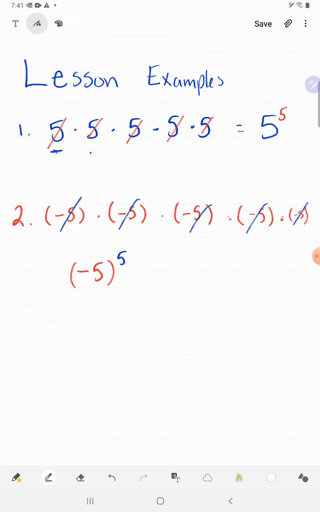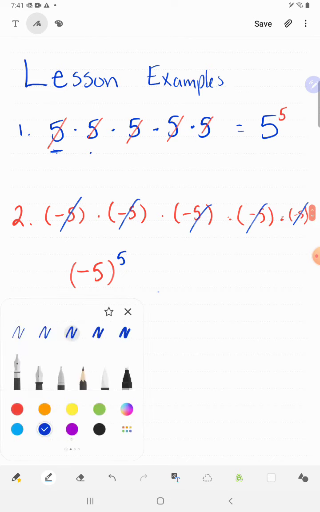And what I want you guys to notice is that I kept my negative base in parentheses. With these type of problems, whenever you guys are working with negative numbers or fractions, I want you to keep your answers in parentheses.